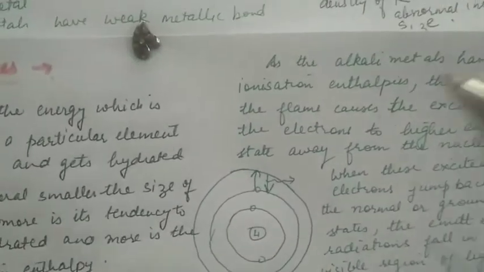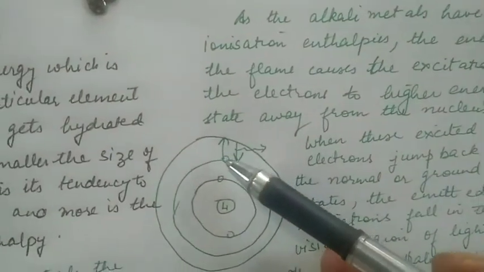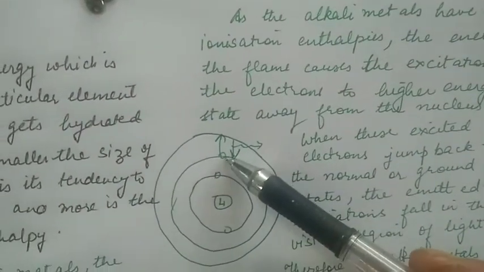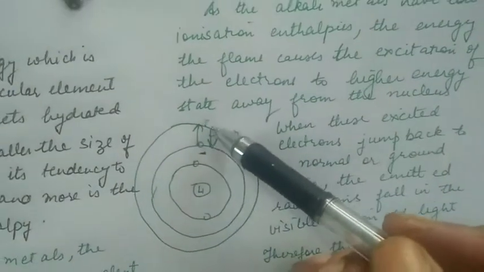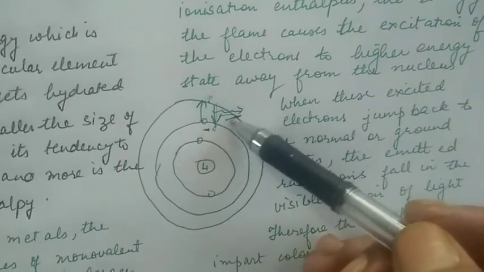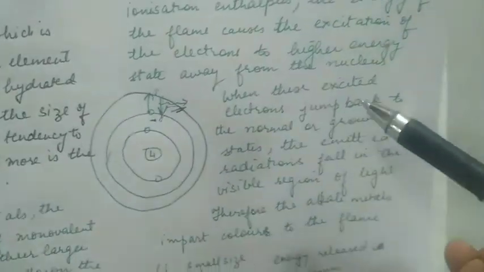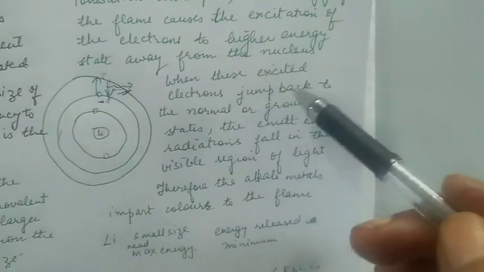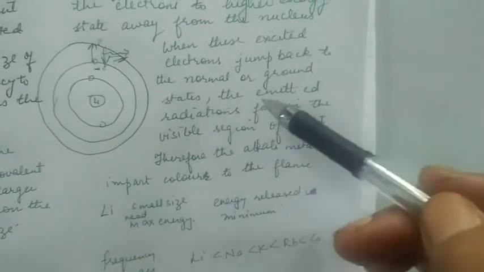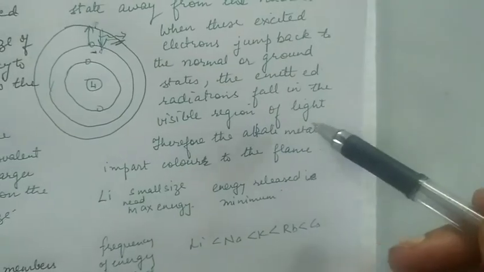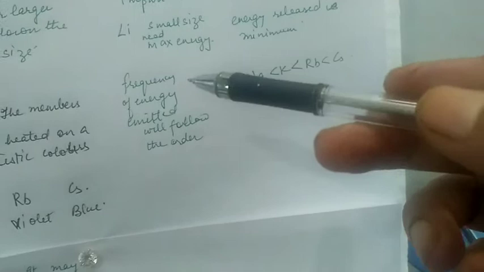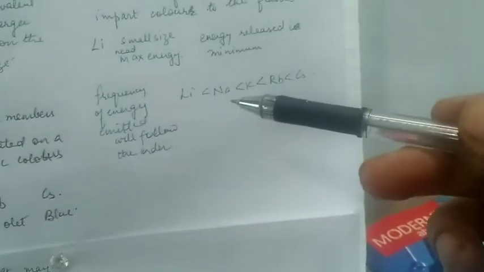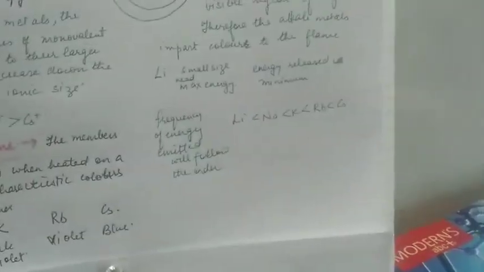The energy of flame will be sufficient to excite the electron from its ground state to an excited state. When it falls back, it releases energy in the visible region of electromagnetic radiation. So when these excited electrons jump back to normal or ground state, emitted radiation falls in the visible region of light. Therefore, alkali metals impart color to the flame. And the frequency of energy will follow the order: lithium very low, then sodium, then potassium, and cesium is highest.